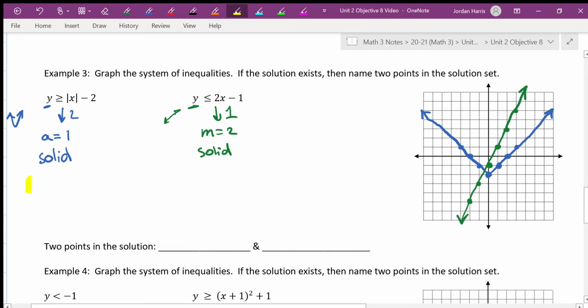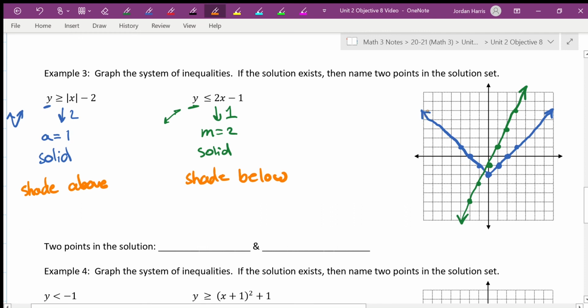This first one is shade above because it's greater than. This one happens to be shade below. Realize we're not necessarily always doing one each of the shading. They could both be above, both be below. So shade above the V.